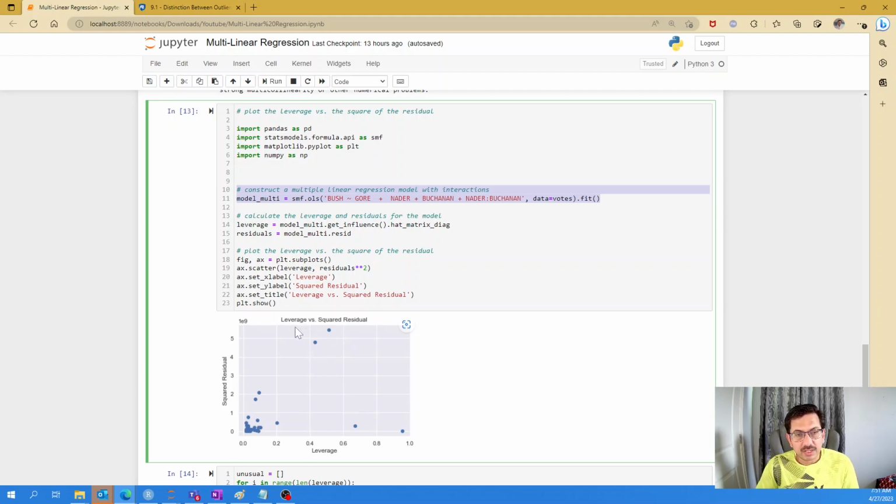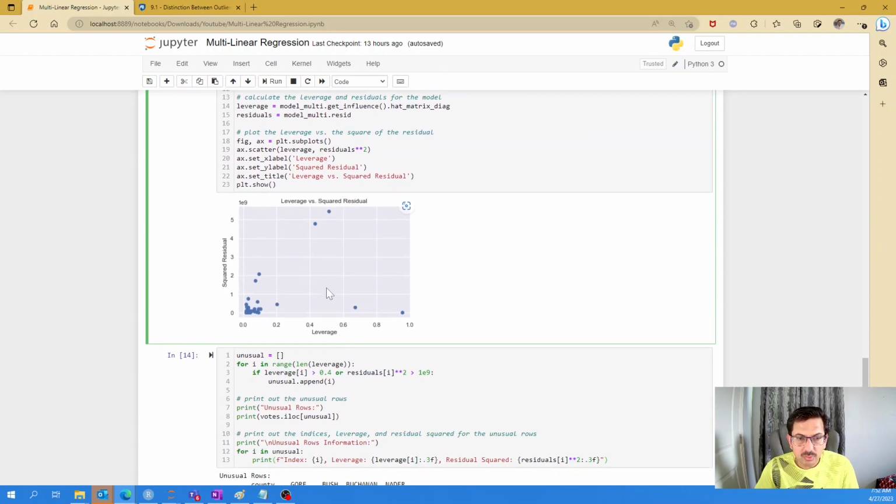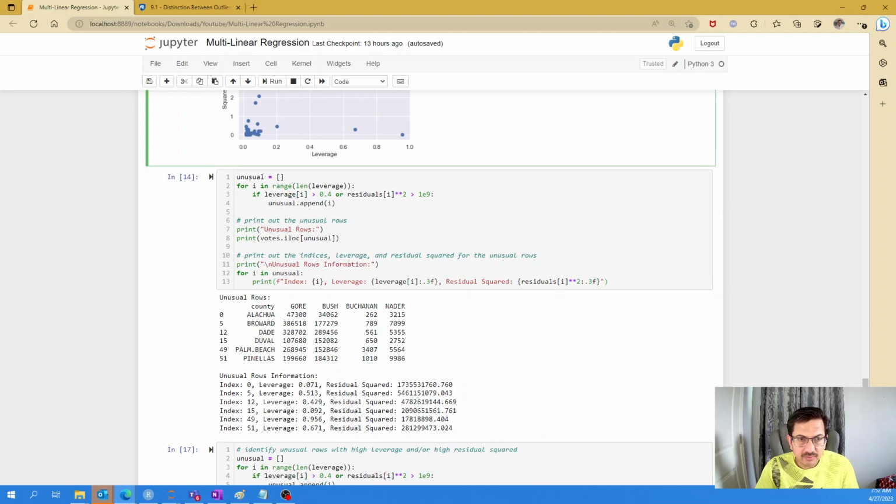But overall, we don't know, maybe we can remove all four and we can get a much better performance. So this is the way we have to identify using the leverage versus square residual graph. And from this, if you want to identify a few records which are coming into this boundary, that way we can identify the first 5 rows. This second piece of code is identifying those rows, the unusual row information, their index values from the data, and their leverage and residual values.